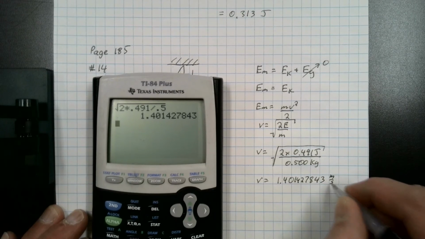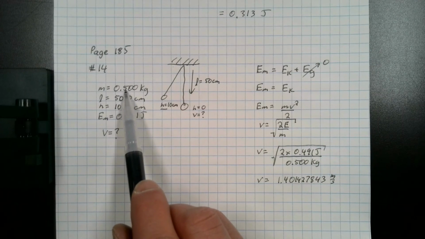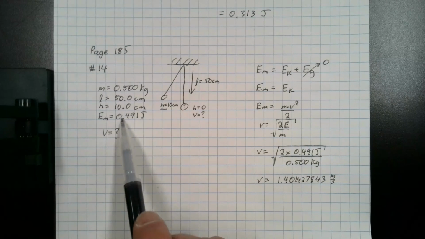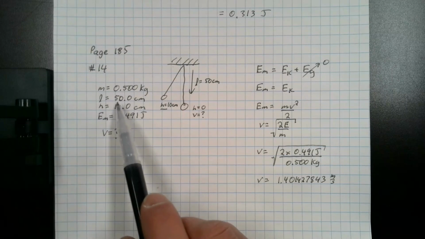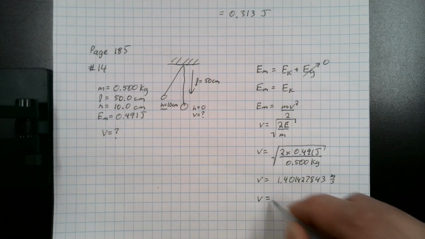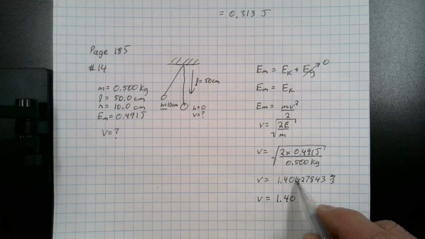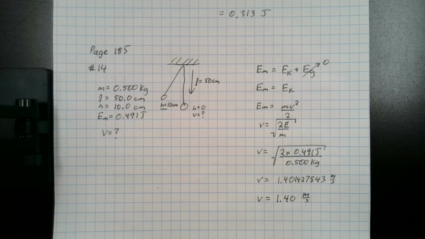1.401427843 meters per second. So looking at this, we use the mass, 3 significant digits. We use the mechanical energy, 3 significant digits. These have 3 as well, but they don't matter because we didn't use them anywhere in the calculation. So our velocity needs 3 significant digits, so 1.40. The 1 does not cause the 0 to round up, meters per second as a final answer.